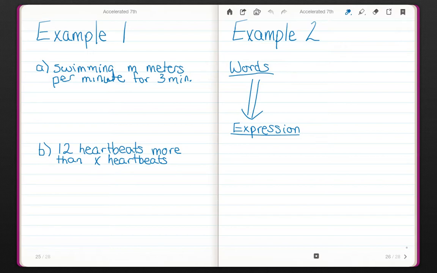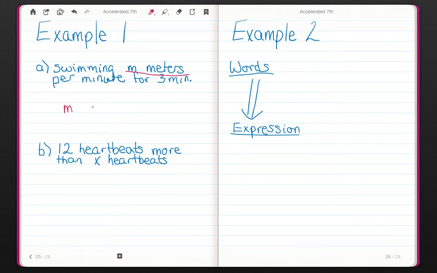So example 1 is going to talk about writing an algebraic expression from a word phrase. How do you figure out what the expression is, or what the equation when we get there is, just from words? So here in example A, we have swimming m meters per minute for 3 minutes. So I know that I'm swimming m meters. I don't know what that distance is, but that's going to be my variable. And I know I'm going to swim that number of meters every minute, and I'm going to swim that for 3 minutes.